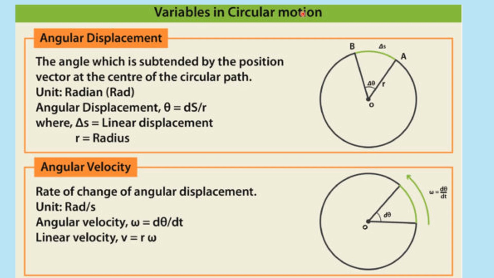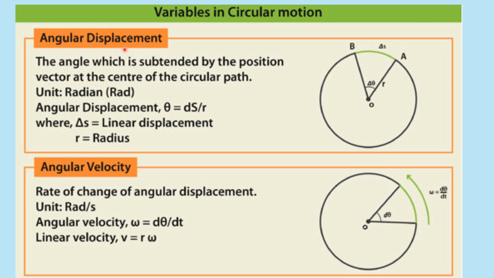Variables in circular motion. Consider an object moving in a circular path. This is the center of the circular path, and this is the radius of the circular path. Here consider two points A and B. The angle made by these two points is delta theta. Then here ds is the displacement between these two points.